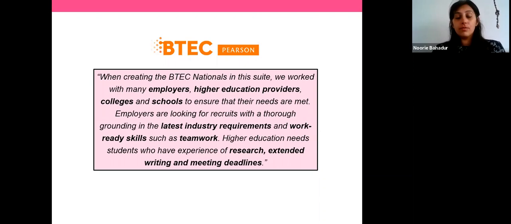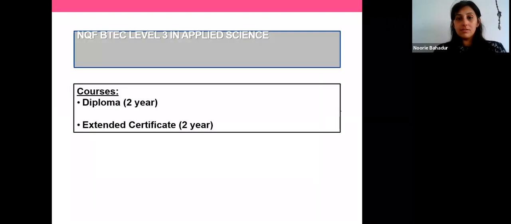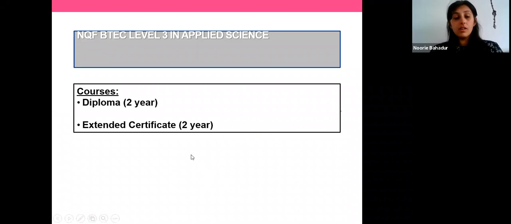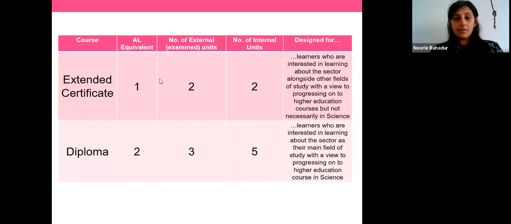So we're going to go through the couple of courses that we offer and how they are structured. So the 2 courses that we offer at WQE is the diploma course, which is over 2 years, and the extended certificate course, which again is over 2 years. So the extended certificate course is equivalent to 1 A-level, and it's split up into external units, which are examined, and a number of internal units, which are mainly coursework based, and you complete them throughout the years that you're at college.